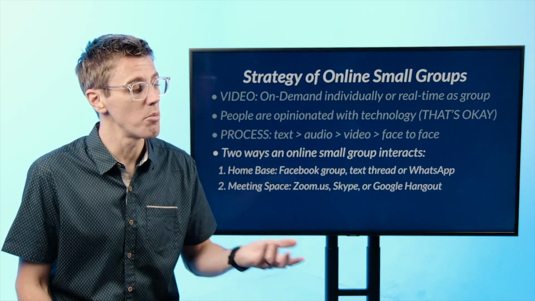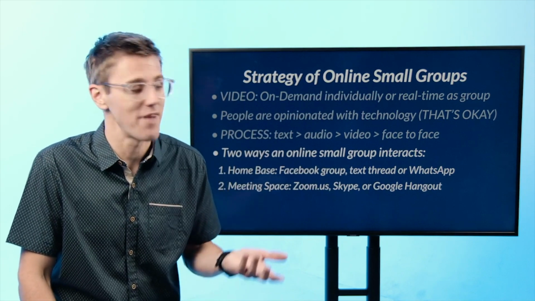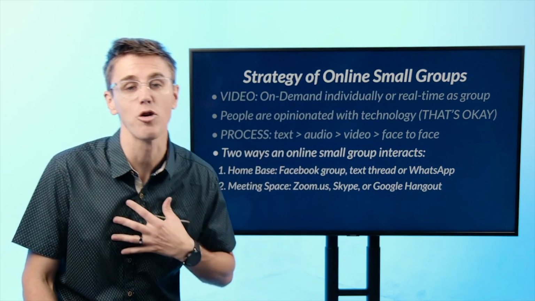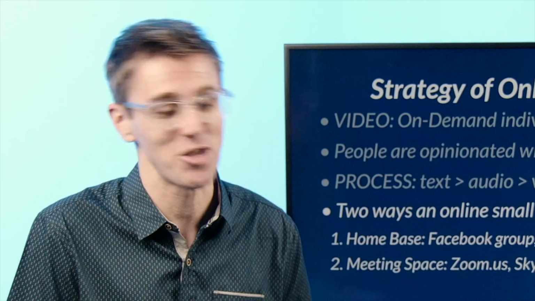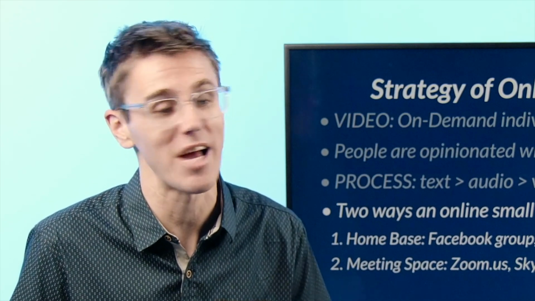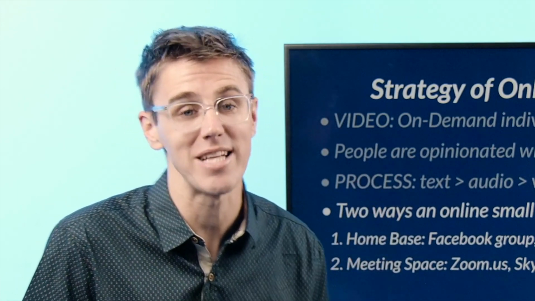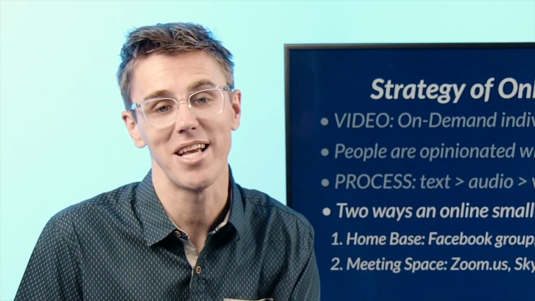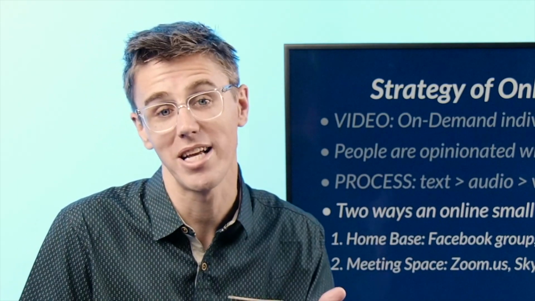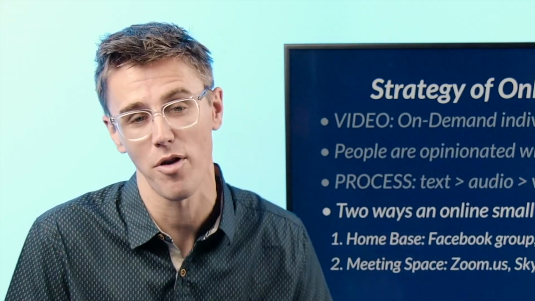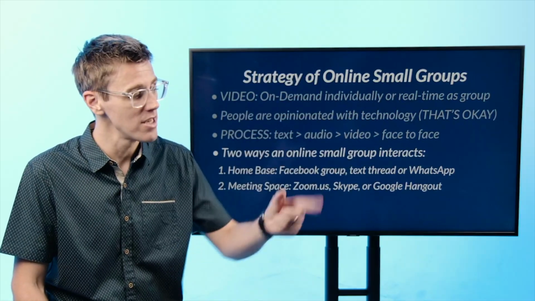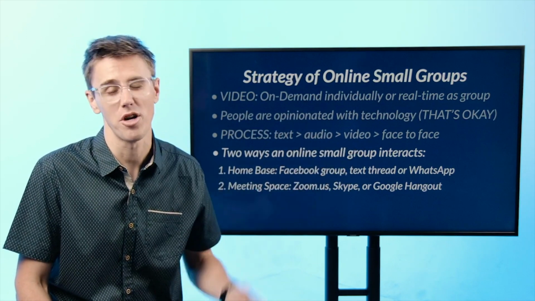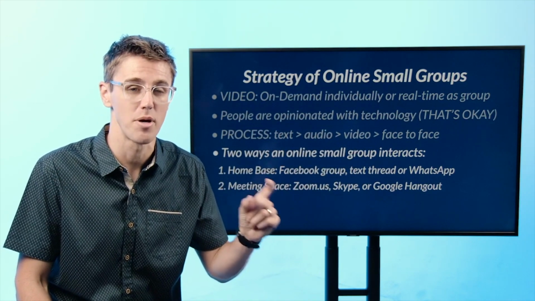Most of our physical small groups have a home base as well. Like my group, we use a text message thread. My group is meeting later tonight, and we're on a group messaging thread, and I know where we're meeting. But our meeting space isn't a video platform, we're actually meeting in a living room at one of the members' houses. So for online groups, understanding these two ways groups meet online is really important.